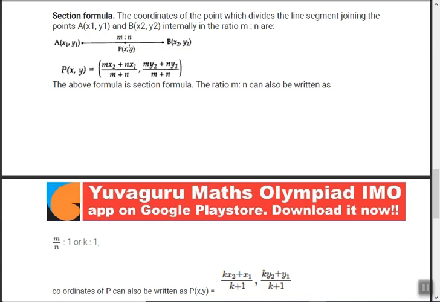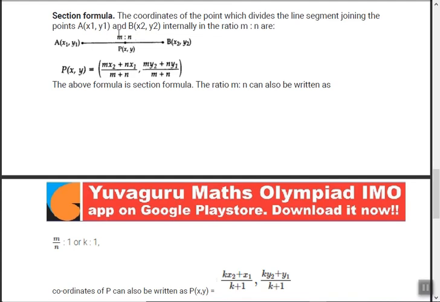So the coordinates of this point P, we can get those coordinates by the formula. Coordinates means what? We want the x coordinate and the y coordinate. So x will be equal to, see this. Now listen to this carefully.